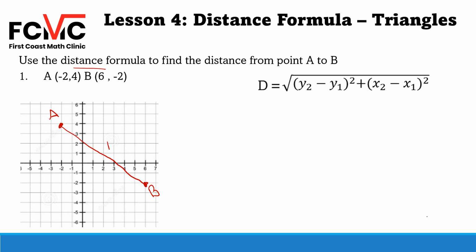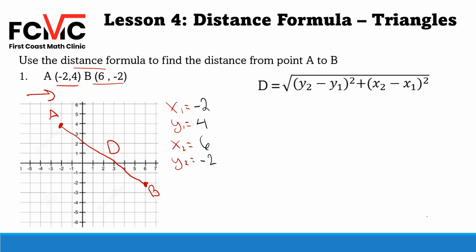So our value D is going to be the distance between these 2 points. What I like to do is start by just identifying our values for x1, y1, x2, y2. And I like to go from left to right. So my leftmost point, that's going to be my x1, y1. My rightmost point, that's going to be my x2, y2. So this will be -2, 4, 6, -2.